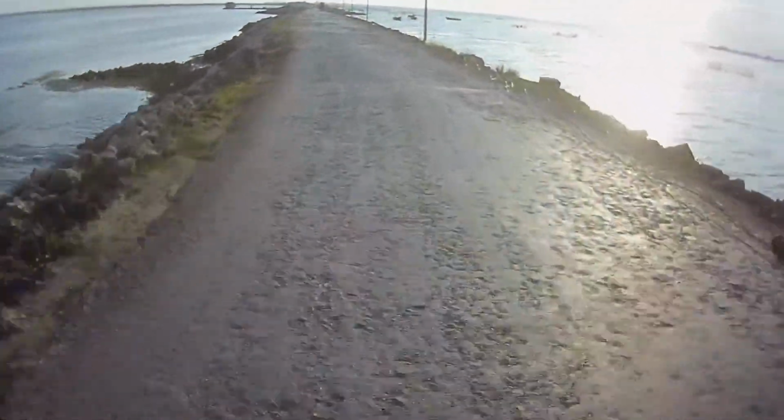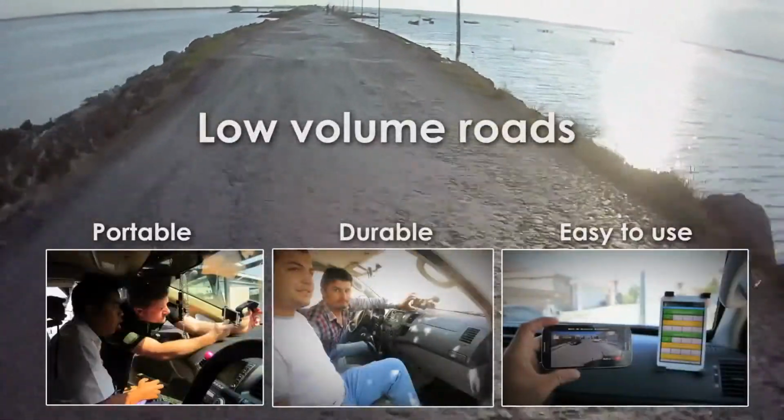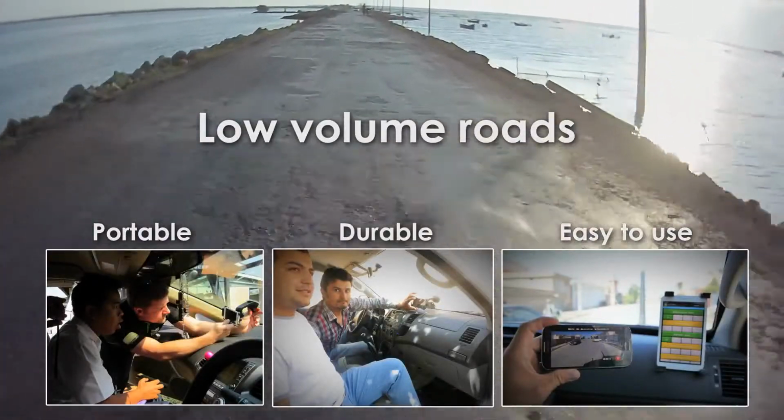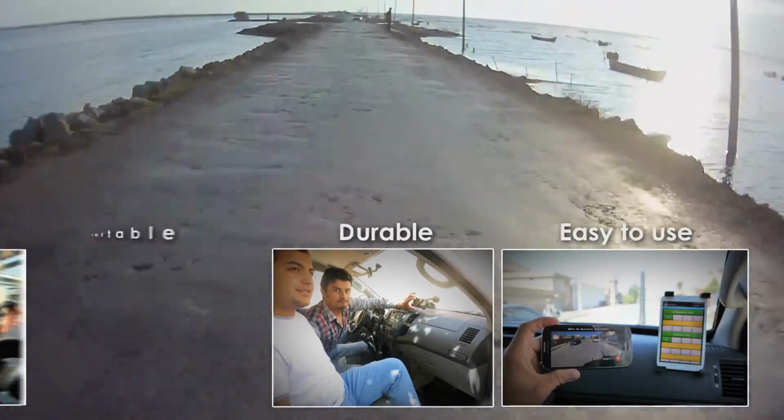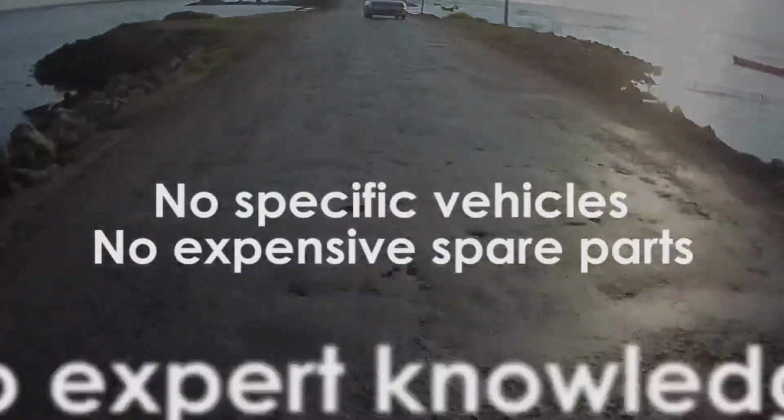Roadroid really solves a problem for low-volume roads, as it is very portable, it is durable, and it's very easy to use. There is no need for specific vehicles, expensive spare parts, or expert knowledge to do the surveys.